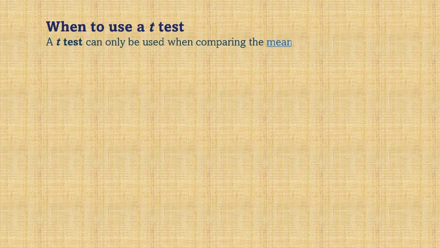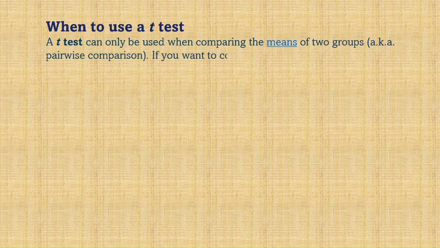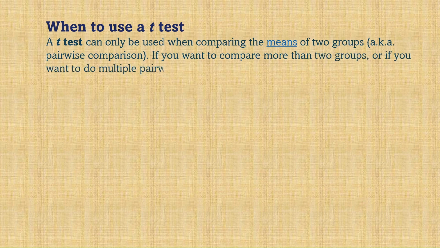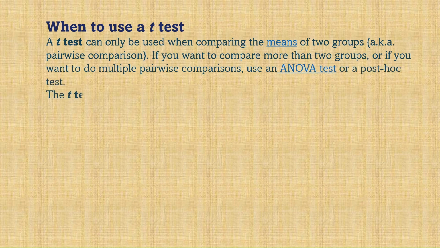When to use a t-test? A t-test can only be used when comparing the means of two groups, aka pairwise comparison. If you want to compare more than two groups, or if you want to do multiple pairwise comparisons, use an ANOVA test or a post hoc test.